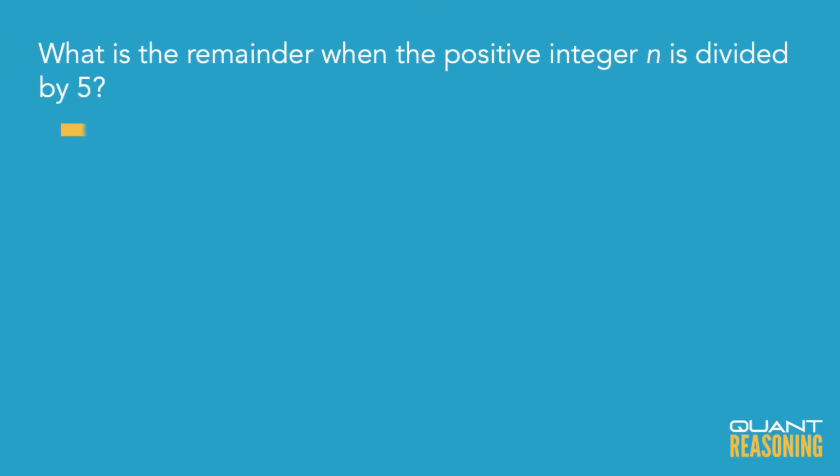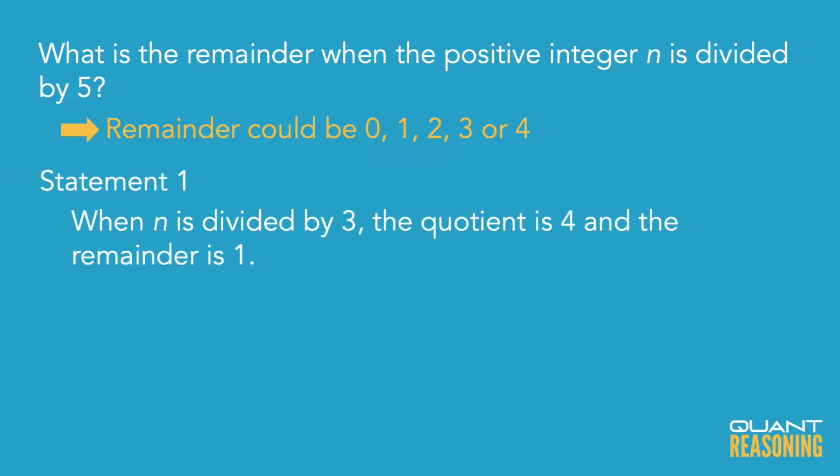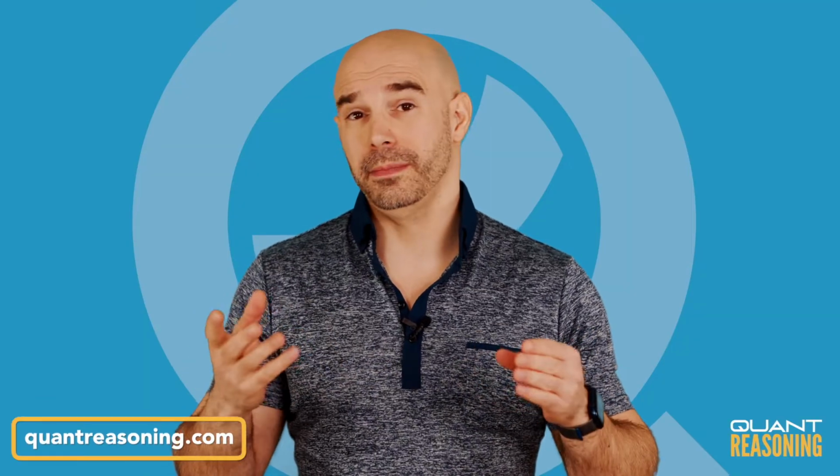Our job is to narrow it down from 5 different categories of numbers to just one. Of those 5 categories of numbers, which one does n belong to? Now, statement 1 gives us enough information to actually find the value of n. I think it works out to 13 or something like that. Not that it matters, right?